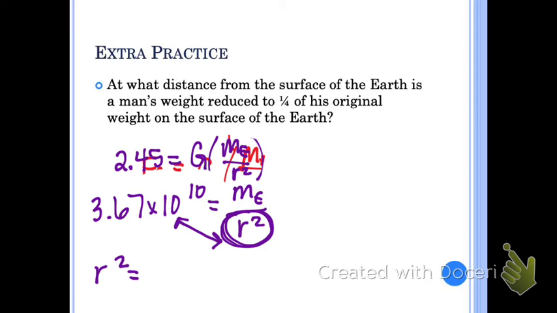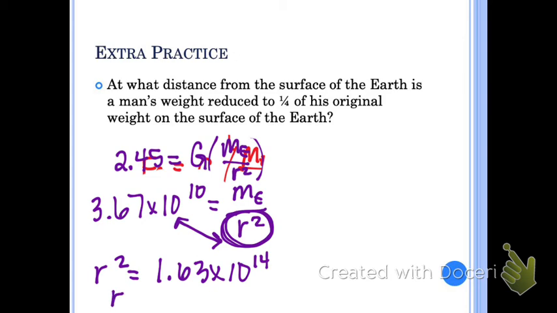divided by that 3.67 times 10 to the 10th. Okay, I think that value gives me 1.63 times 10 to the 14th when I do that division, mass of the earth divided by 3.67 times 10 to the 10th. Yes. Am I moving too fast or are we doing okay? Got that same thing? Okay. So from there, how am I going to get r by itself? I'm just going to square root.